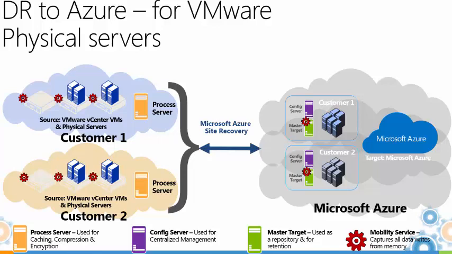It does the job of compression, encryption, and then sends the replicated data to the target site, where we have the target receiver component called the master target. There's also a config server, which is a management component configured at the target location. To enable this DR scenario to Microsoft Azure, you will have to install the process server on the primary site and a master target as well as config server in its own Azure subscription. Azure Site Recovery will provide a consistent DR management and orchestration experience for your workloads failing over to Azure.